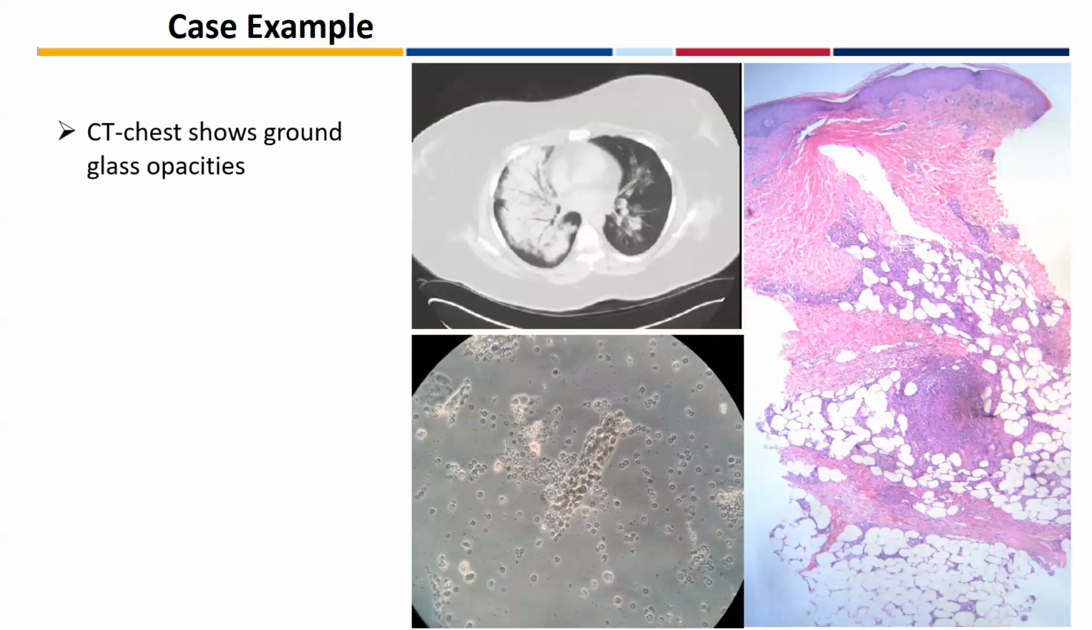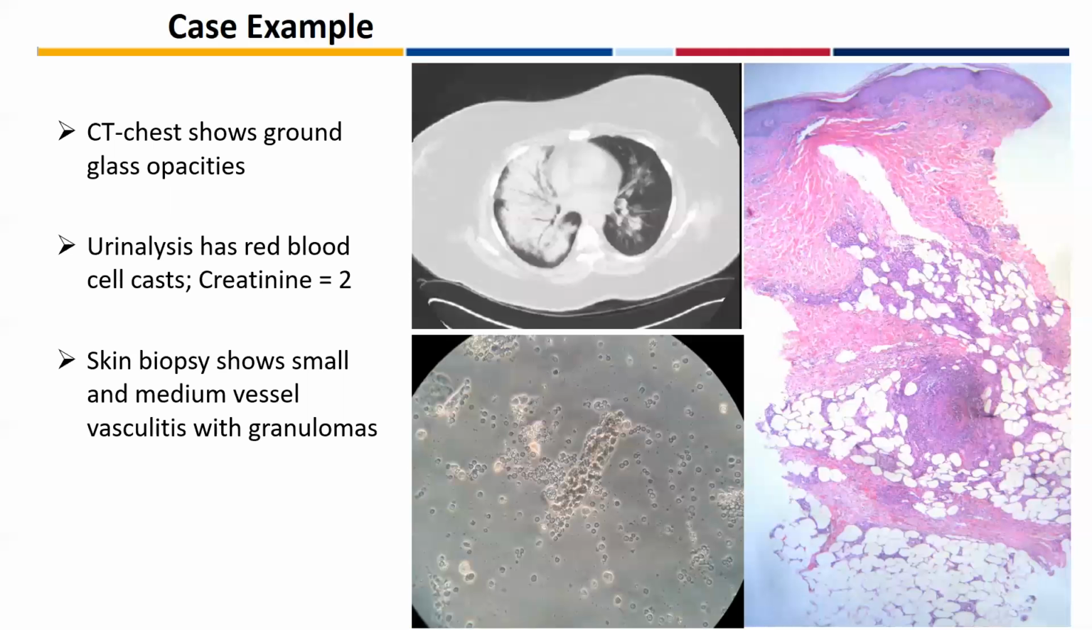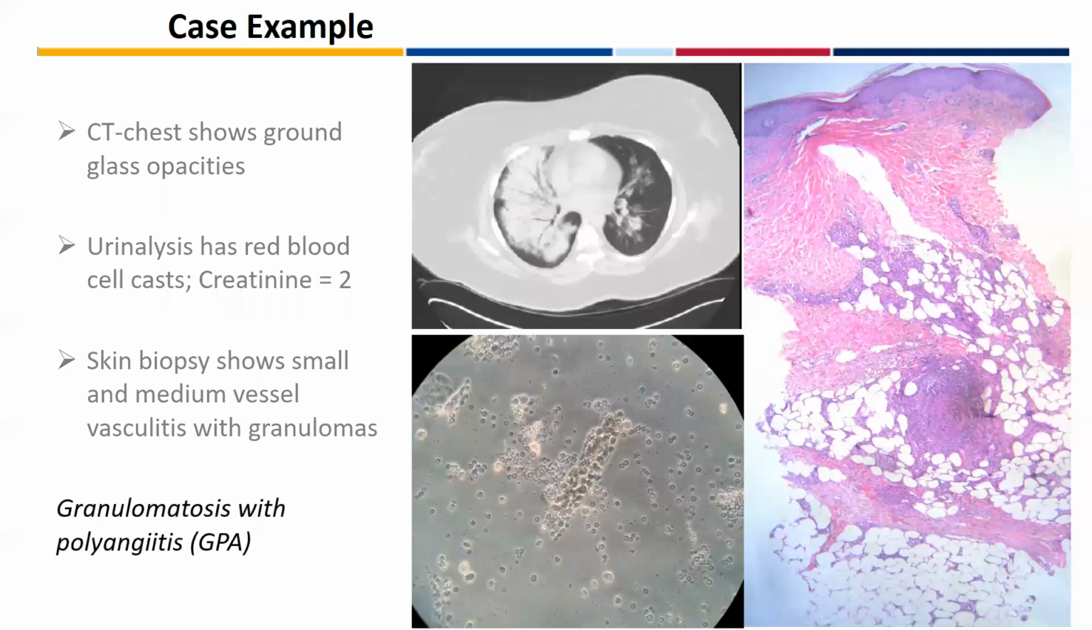Her CT chest showed ground glass opacities. Her urinalysis had red blood cell casts and a creatinine of 2. And her skin biopsy showed small and medium vessel vasculitis with granulomas. And so this was a patient who had pretty florid granulomatosis with polyangiitis, GPA.